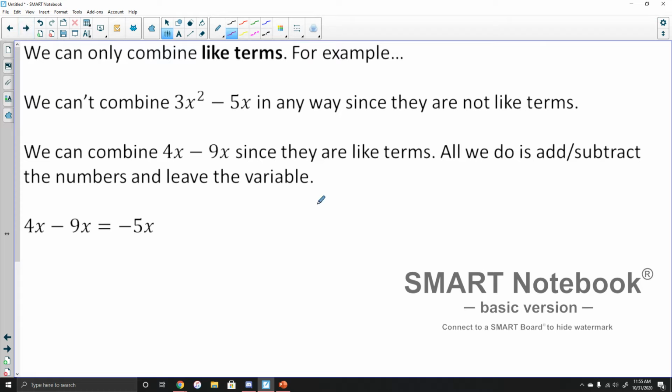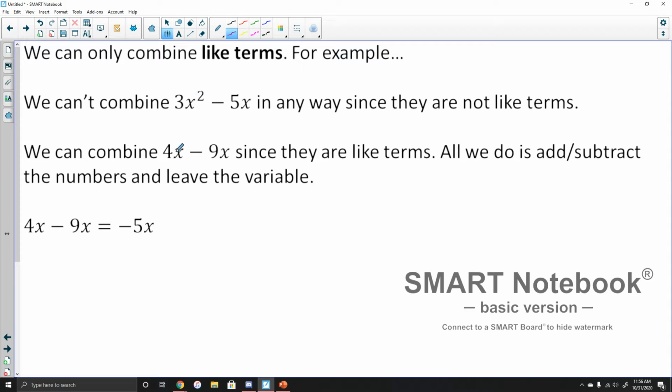So we can only combine like terms. So for example, we can't combine 3x squared minus 5x in any way since they're not like terms, right? Because this is x squared and this is x. So even if they're the same variable, if they have different exponents, we can't combine them in any way whatsoever, for the reasons previously stated.